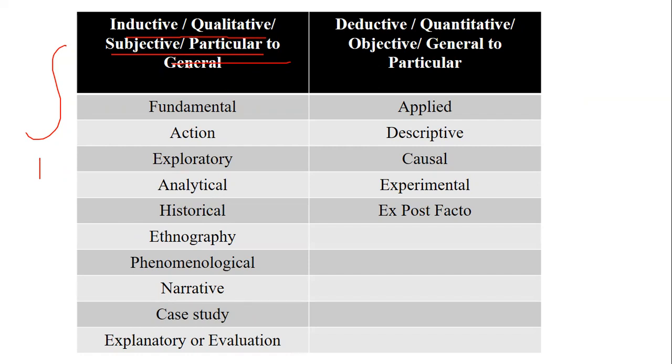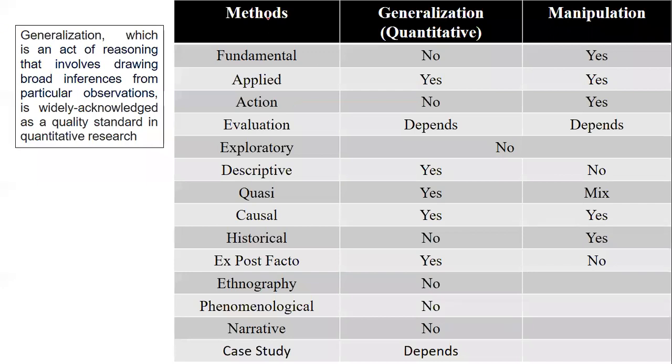Inductive, qualitative, subjective, and particular to general. Whereas deductive, quantitative, objective, and general to particular, which research comes under applied, descriptive, causal, experimental, and ex post facto. So these are the research which comes under what? Deductive, quantitative, objective, general to particular. Now, yes, methods, generalization, and manipulation, whether it is done or not. Okay, so this will help you in your statement questions.